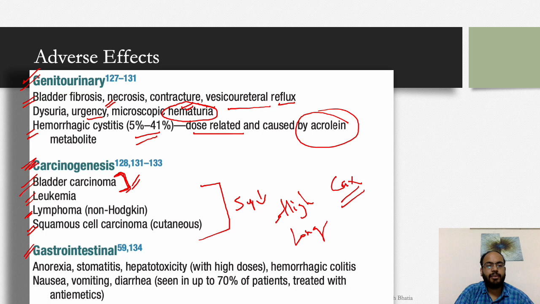GI side effects include anorexia, stomatitis, hepatotoxicity with high doses, hemorrhagic colitis, and nausea, vomiting, diarrhea are the commonest side effects seen in about 70% of patients. And as we discuss this in a bit more detail, we'll tell you how it can be treated.